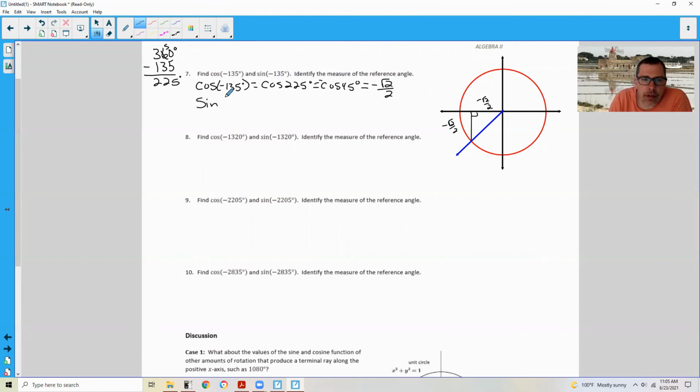Sine of negative 135 degrees equals the sine of 225 degrees if I want to switch it to positive. And that's equal to, and sine is negative in the third quadrant, and my reference angle is 45 degrees, so it's the negative sine of 45 degrees, which equals negative square root 2 over 2. Okay, number 8.